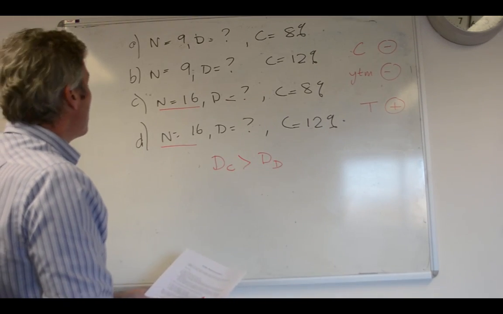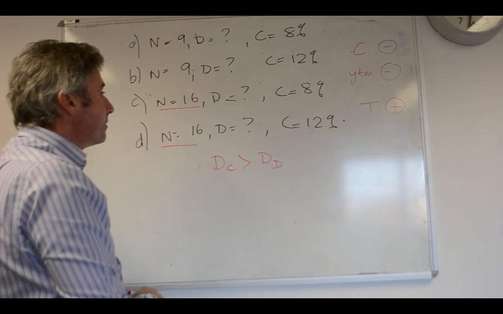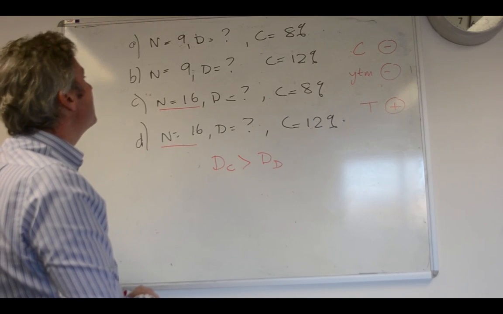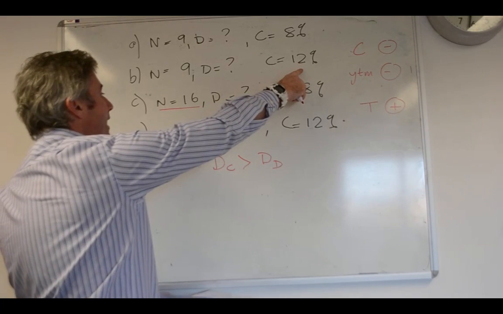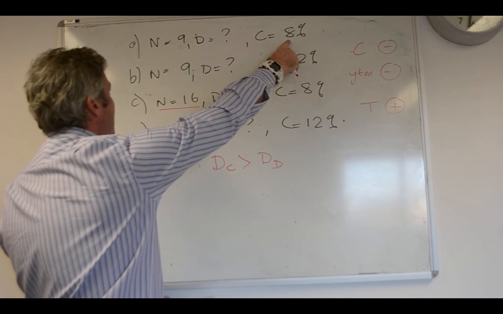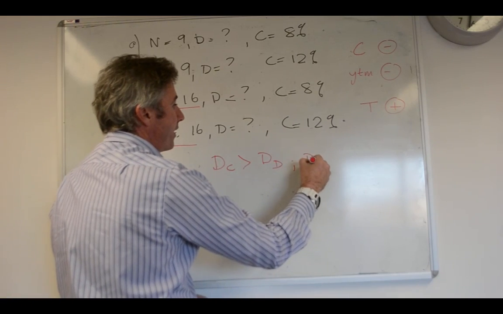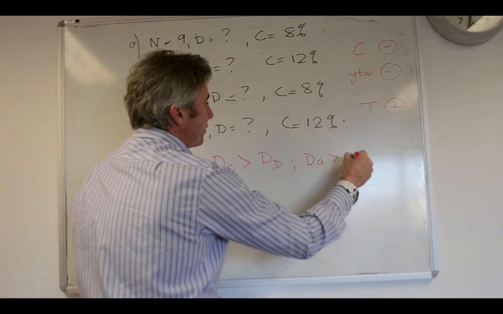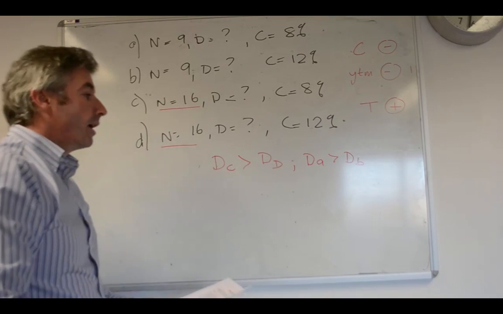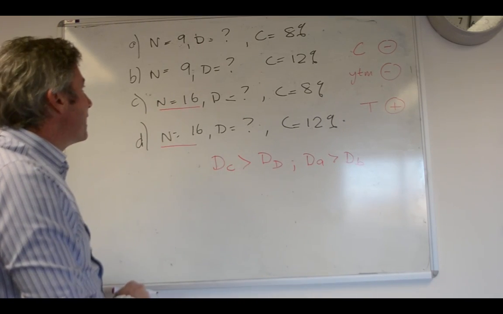Likewise, if we compared bond A against bond B, they both have the same maturity, 9 years, but by the same logic you can see that this one here pays more cash up front, so it's going to have the shorter duration. This one here pays less cash up front, so it's going to have the longer duration. So we can argue then that the duration of A is greater than the duration of B. Now we've got the order between C and D and A and B.